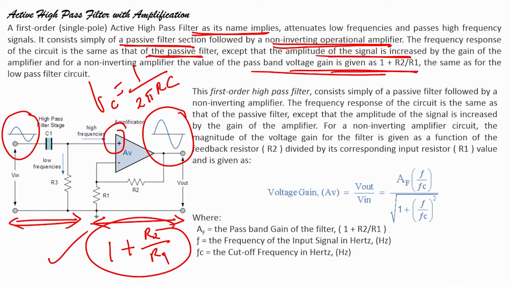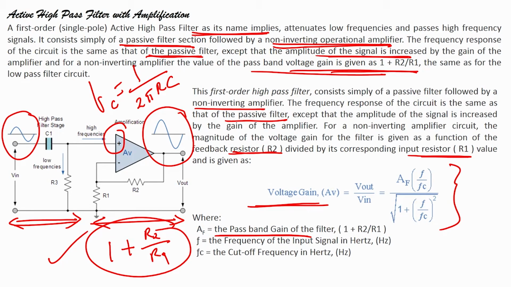The first order high pass filter consists of a passive filter followed by a non inverting amplifier. It is shown here, and the frequency response of the circuit is the same as that of the passive filter, right. For the non inverting amplifier circuit, the voltage gain for the filter is a function of the feedback resistor R2 divided by R1. The voltage gain here is AF times (f by fc) over the square root of 1 plus (f by fc) whole squared, right. We have seen that AF is nothing but the pass band gain, and the formula is the same as that of a low pass filter.